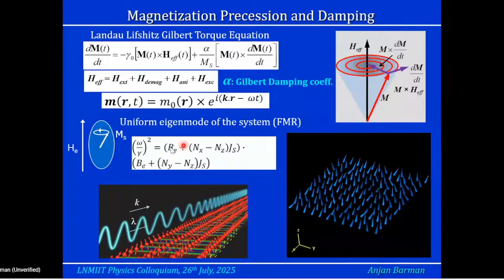And this is the uniform eigenmode of the system when we consider that all the spins are precessing in phase. So there is no phase difference between the nearest neighbors. Okay, so this forms the basis of spin wave.